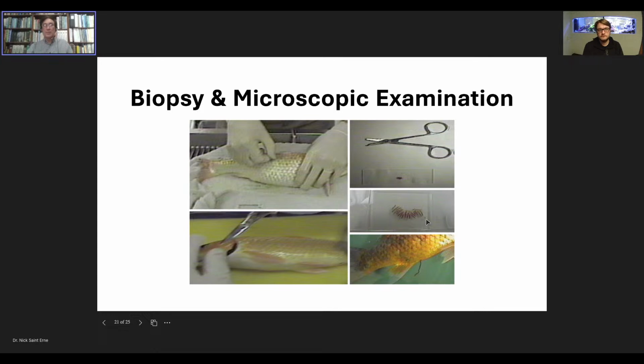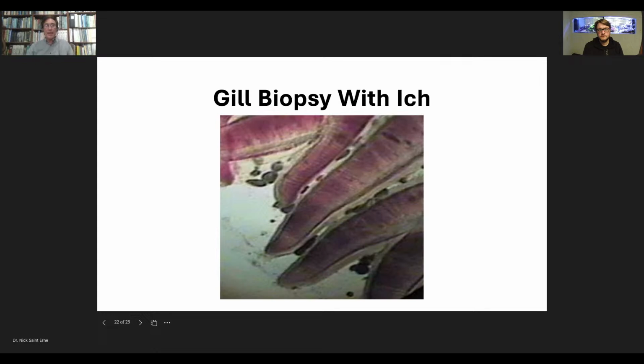So the tissue is covered with water, a microscope cover slip, this little square here, is placed on top of it, and then it's looked at under the microscope. And here's something you might see. So this is a gill tip biopsy. All of these dark ovals are actually ick parasites. And you say, wow, that's a lot of them. Yeah, they can be very, very plentiful.